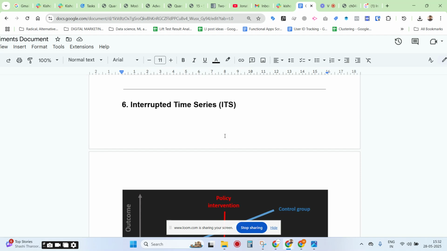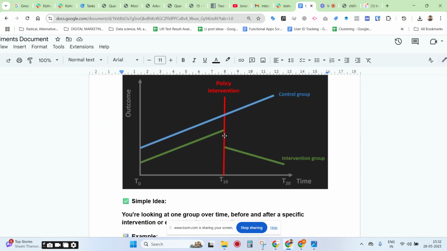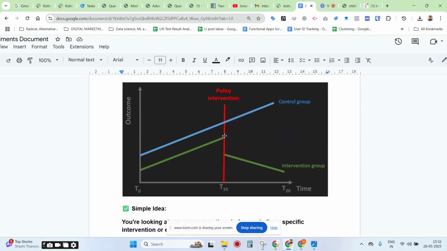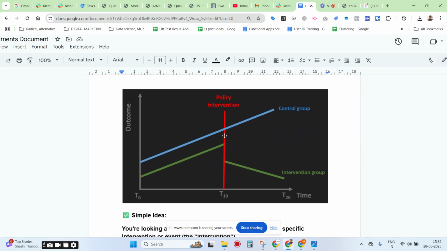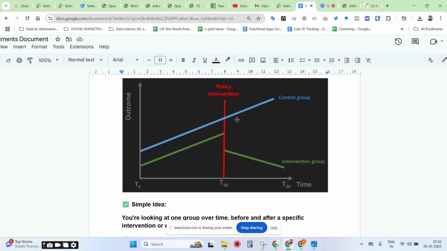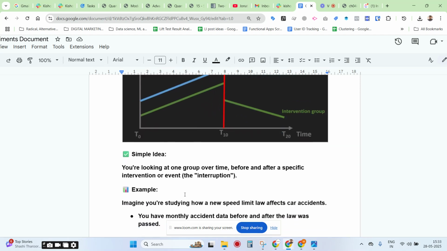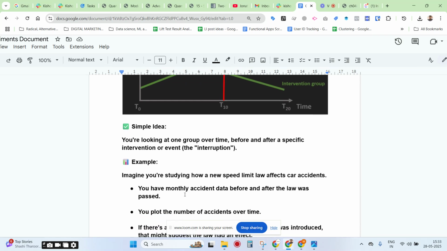So I'll move to the next one, which is called the interrupted time series. Again, a causal inference method, and the concept here is kind of similar to difference in difference, except that difference in difference also required a comparison group. Here, you don't have that. It's the same group, and you're basically trying to understand. You're looking at one group over time before and after a specific intervention event, so the interruption basically.